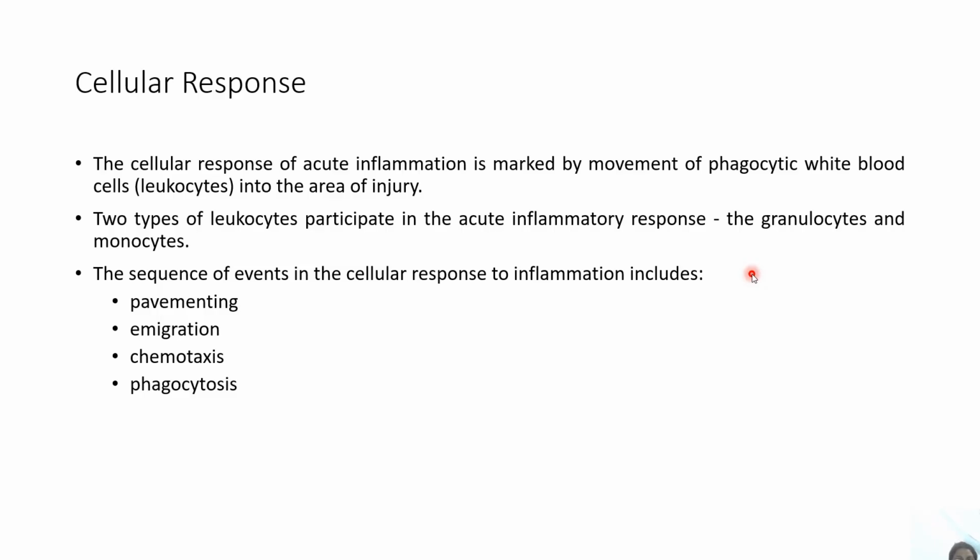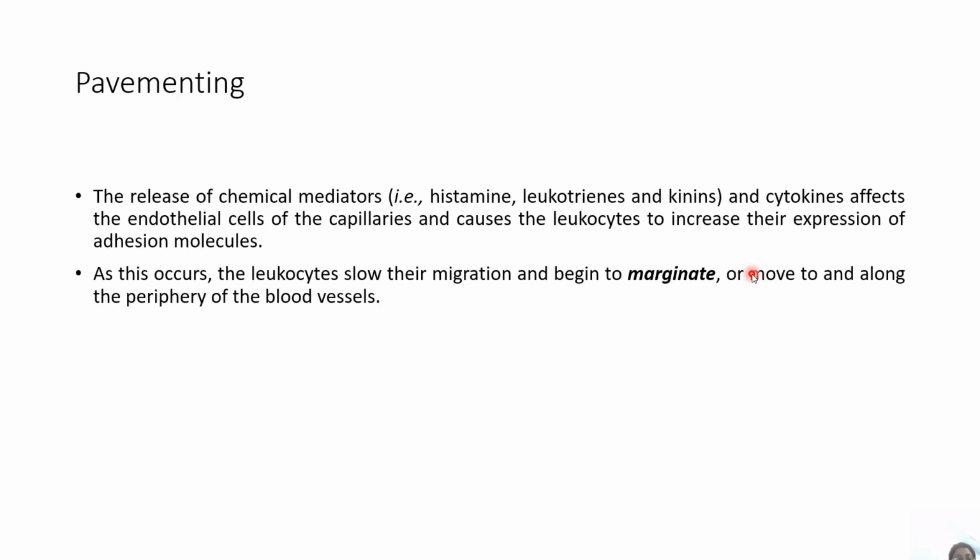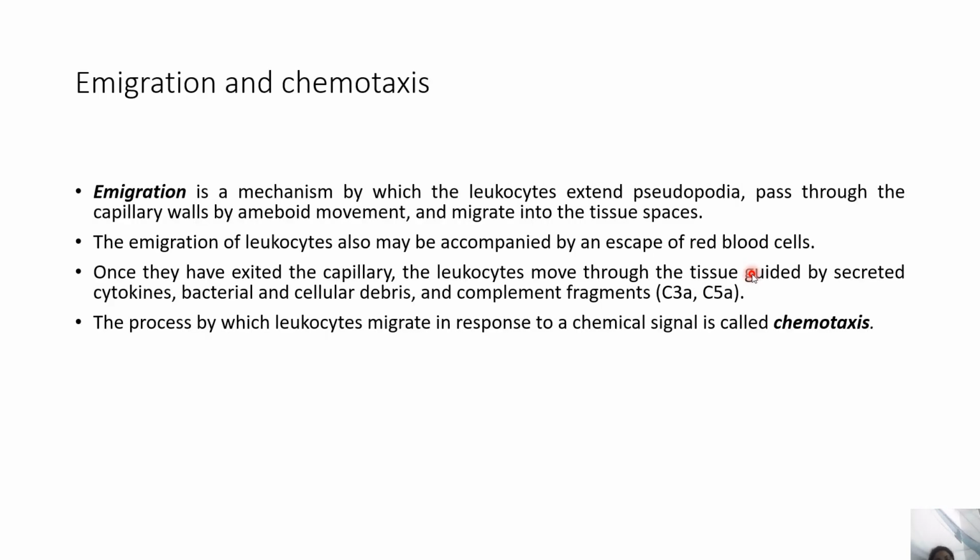Here, pavementing is the release of chemical mediators like histamine, leukotrienes, kinins, and cytokines that affect the endothelial cells of the capillaries, and it causes the leukocytes to increase their expression of adhesion molecules. As this occurs, the leukocytes also slow their migration and begin to marginate. They move to and along the periphery of the blood vessels. Emigration is a mechanism by which the leukocytes extend pseudopodia. They pass through the capillary walls by amoeboid movement and migrate into the tissue spaces.